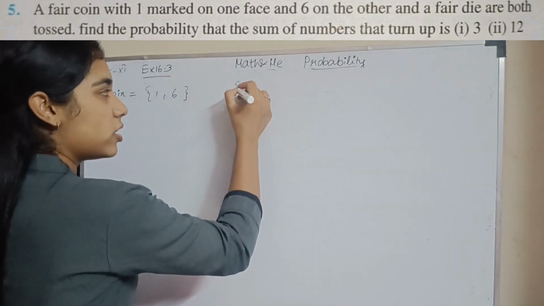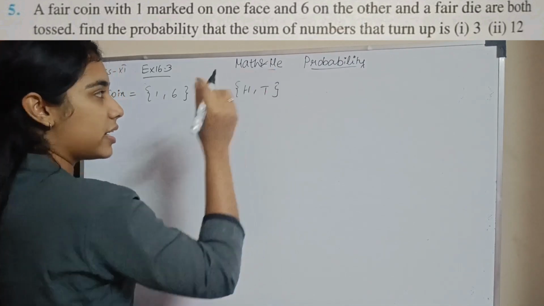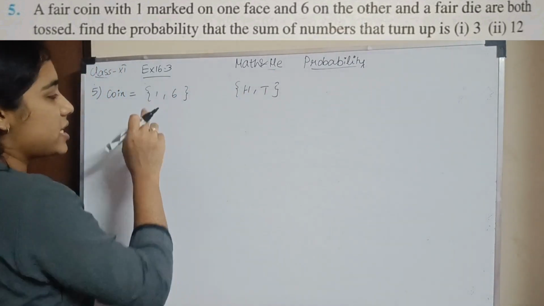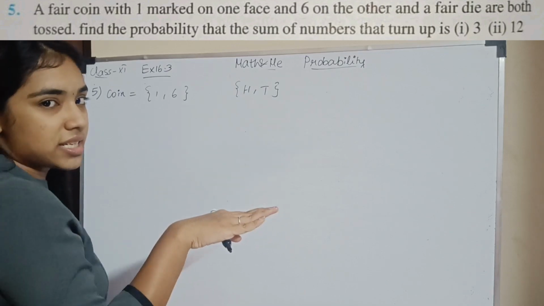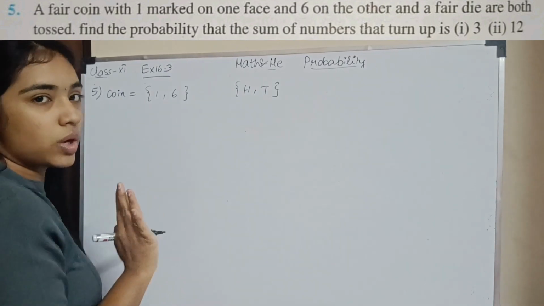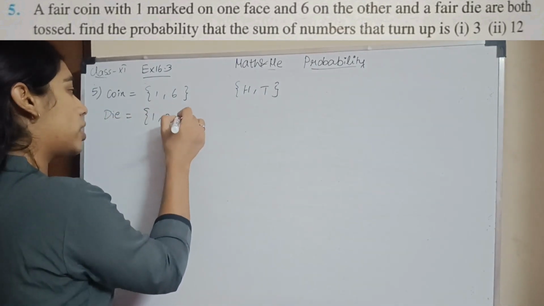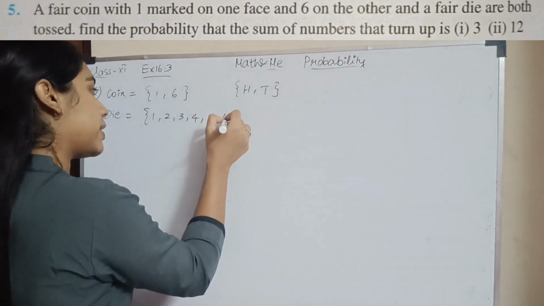If the coin was a regular coin, you would have had head and tail. If it is a regular coin, there will be head and tail. In this case, this is not a regular coin. It has 1 on one side and 6 on the other side. So, your sample space of the coin will be 1, 6. And you have a die. So, what is the sample space of the die? 1, 2, 3, 4, 5, 6.